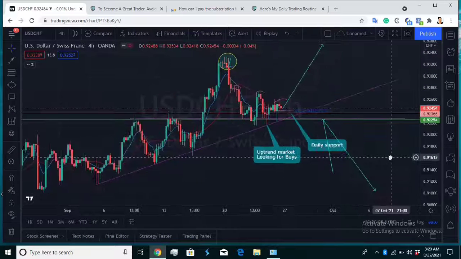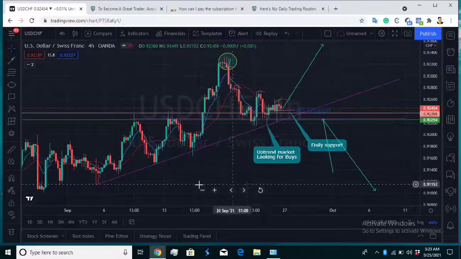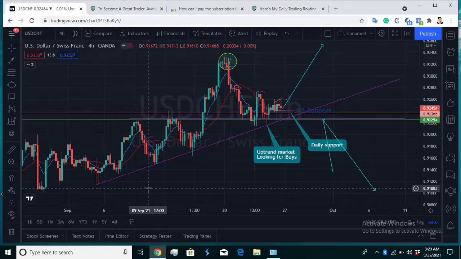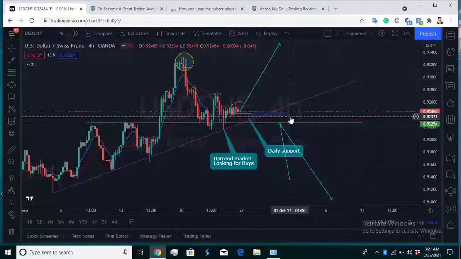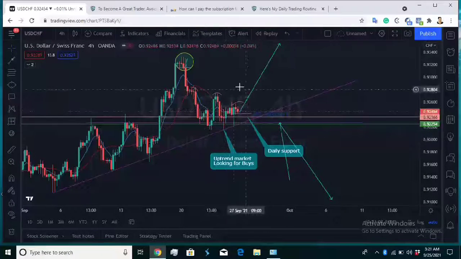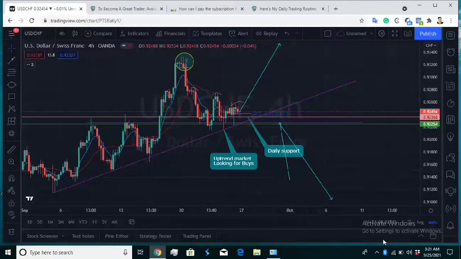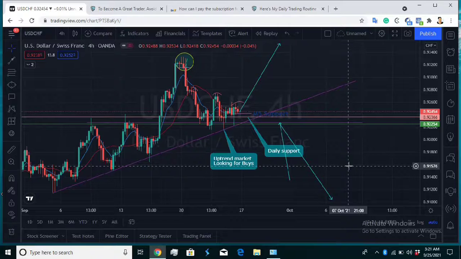So that is what I am looking for in the market. Basically that is how I am seeing the market for the coming week. On Monday we're just going to keep watching it and see if it plays out, and see if it gives us an opportunity to actually enter in on a buy setup. So yeah, that is all that I have for you today.